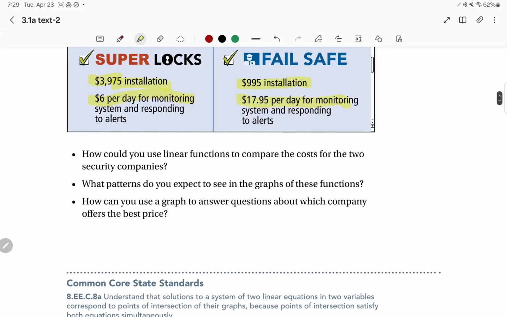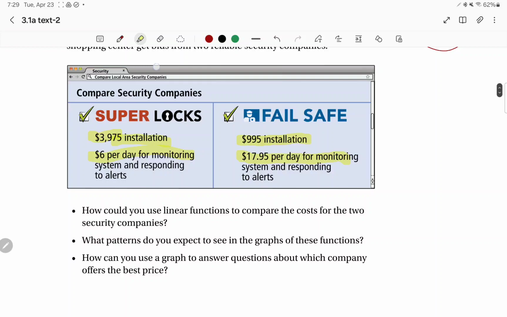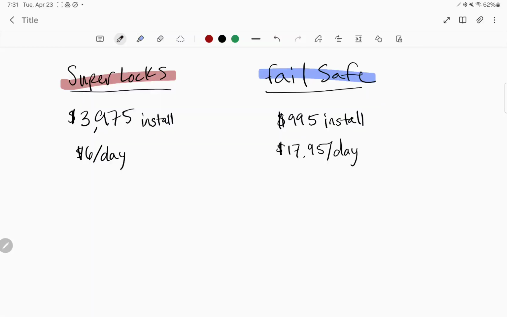We're looking at, can we come up with linear functions? What patterns do we see? And can we use graphs to answer questions about them? So the first thing I want us to do is go ahead and copy this information into your notes about the two different companies that we have. So just like this, we have the information in our notes, the pertinent information. You don't need to copy everything down, just what you really need to start answering the questions.